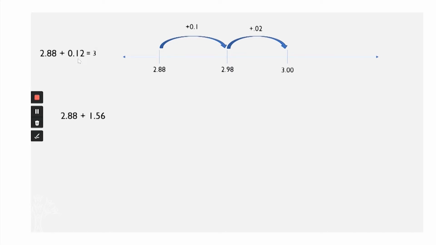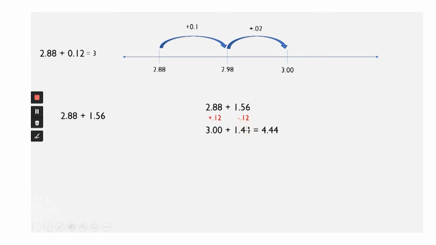Okay, how'd you do? Let's look. 2 and 88 hundredths plus 1 and 56 hundredths. So from this one up here, I already knew that if I add 12 hundredths to 2 and 88 hundredths, it gets me to a nice even 3, a whole number, right? So if I give 12 hundredths to this side, I have to take 12 hundredths from that side.